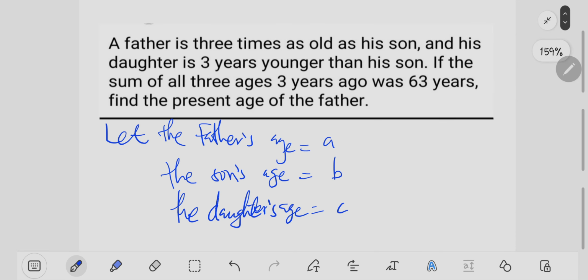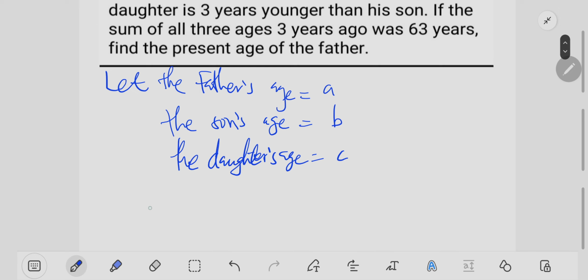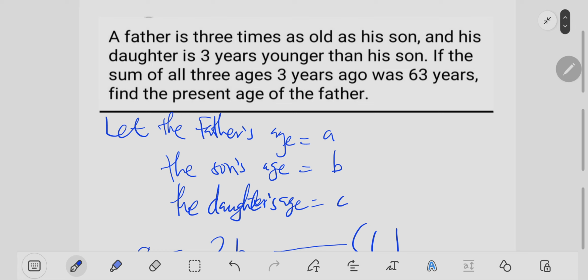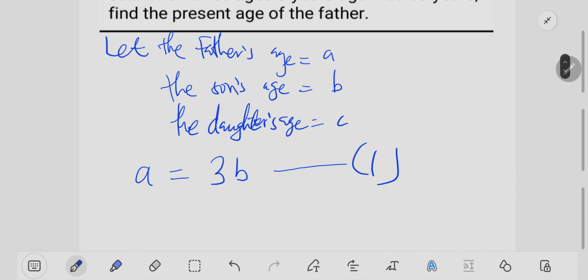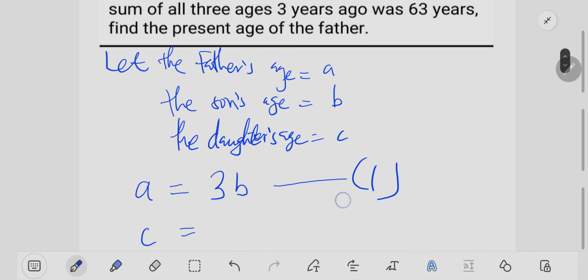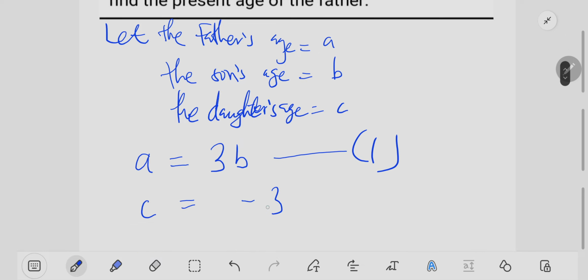What does the question say? A father is 3 times as old as his son. So if you take the father's age, which is A, it is 3 times the son's age. So we're going to get this as our first equation. The question also says, and his daughter is 3 years younger than his son. So the daughter's age, which is C, is 3 years younger than his son. So if you subtract 3 from the son's age, you get the age of the daughter. So this will be our second equation.